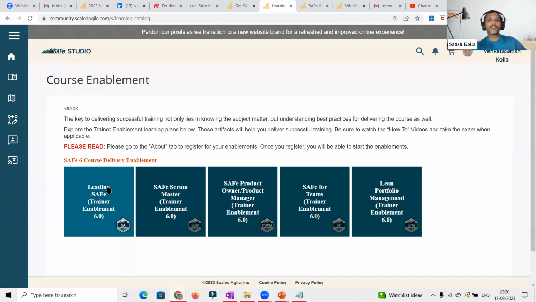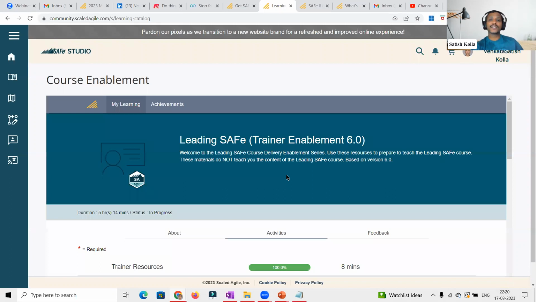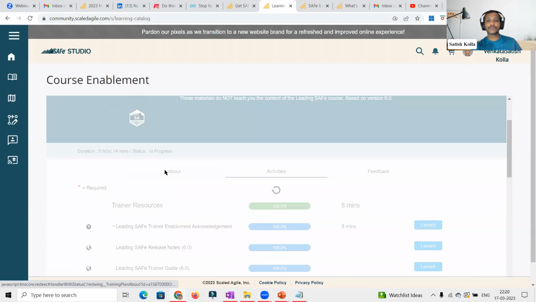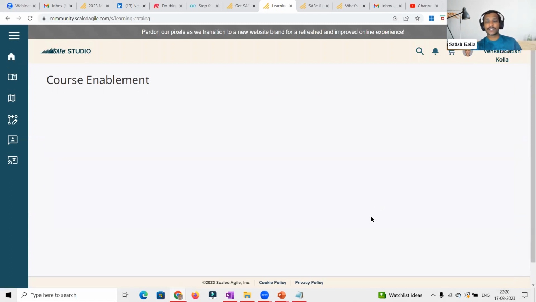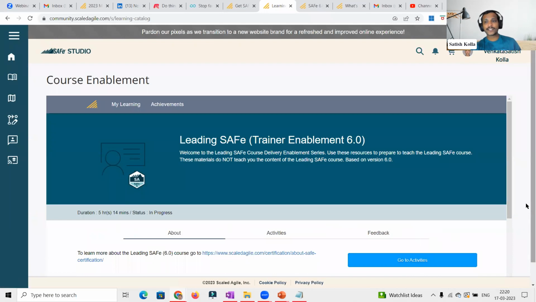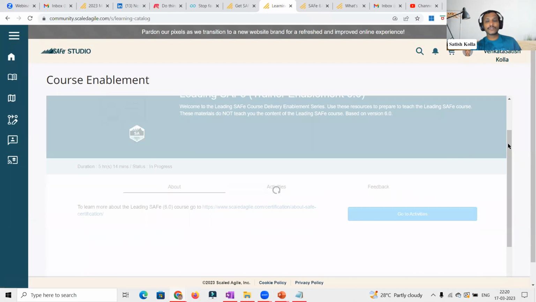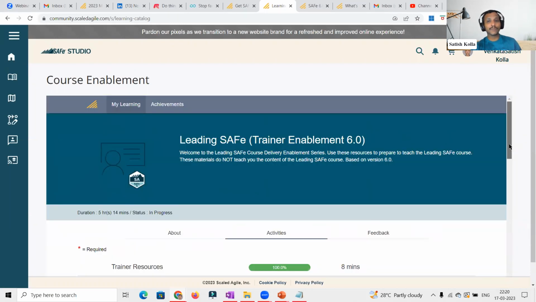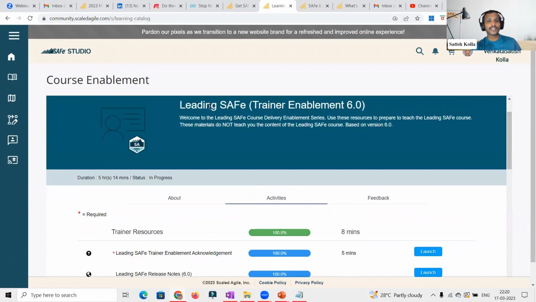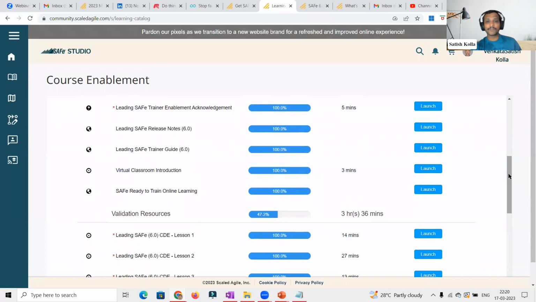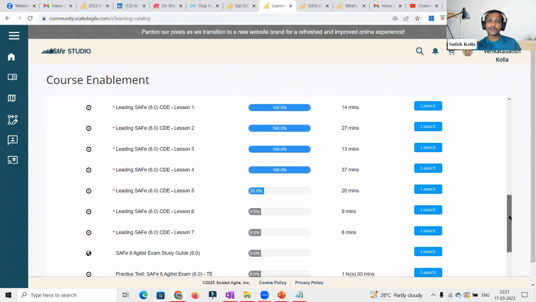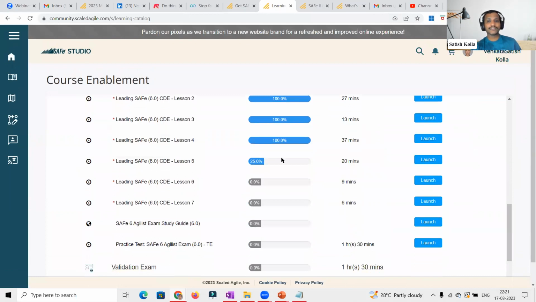Once you click on this course, you as an SPC might not get the access directly. You need to go to About, and you need to register. Right now, I have already registered. That's the reason it is showing as go to activities. So once you register, it is not direct enablement. You won't be activated. As you can see, I'm sharing the screen regarding Leading SAFe. You need to go through each and every step. It is a typical regular enablement. My lesson 5 is in progress before these meetings.